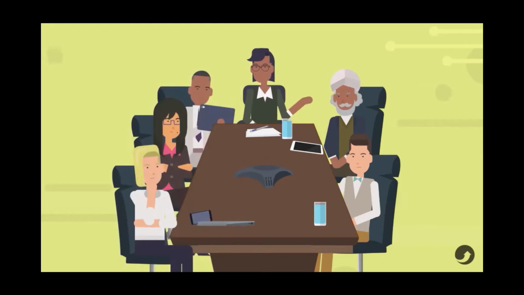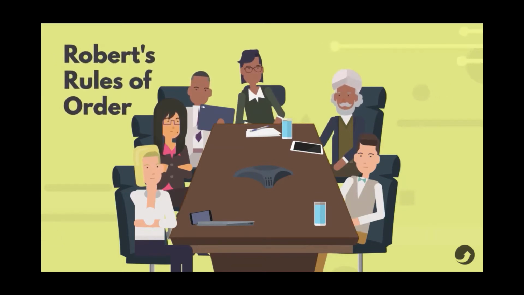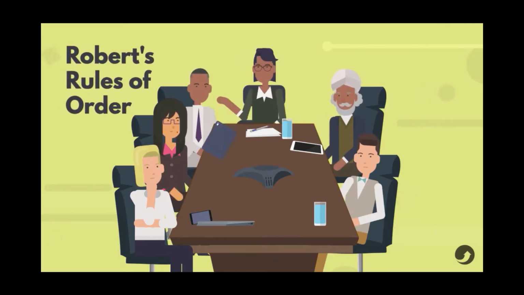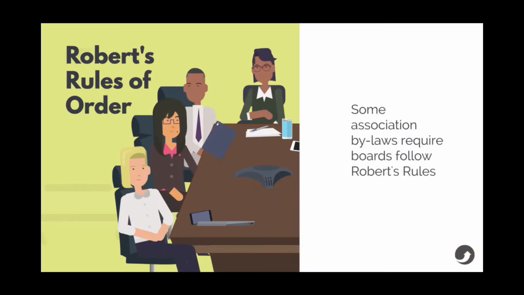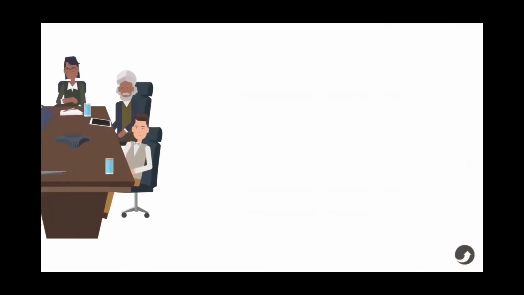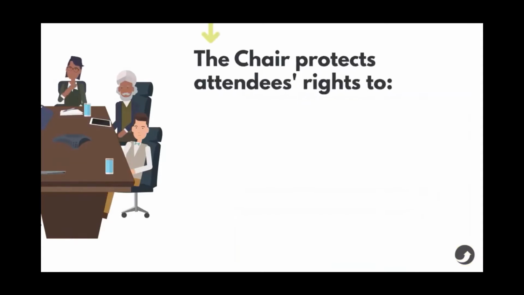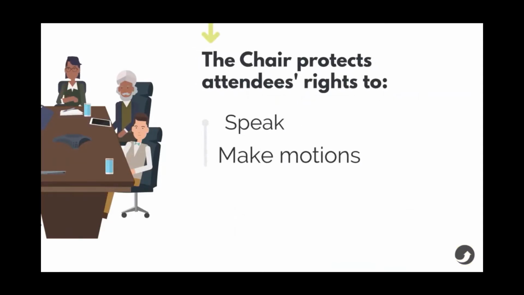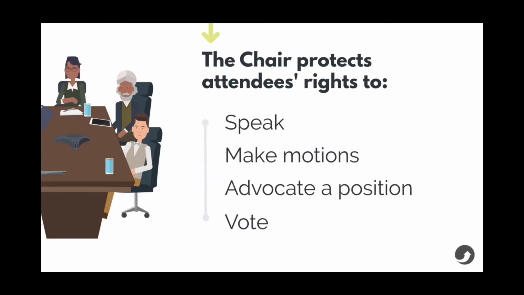A skilled chair will follow some form of parliamentary procedure to manage decision-making. The most commonly used is Robert's Rules of Order. Some association bylaws require boards follow Robert's Rules of Order. It's up to the chair to protect the rights of each attendee to speak, make motions, advocate a position, and vote.